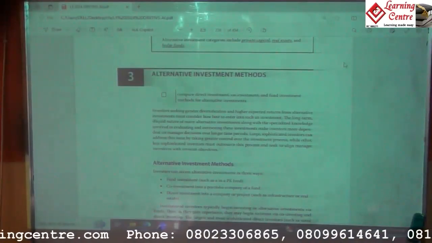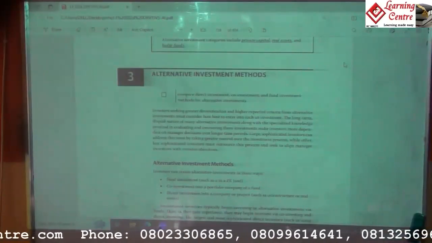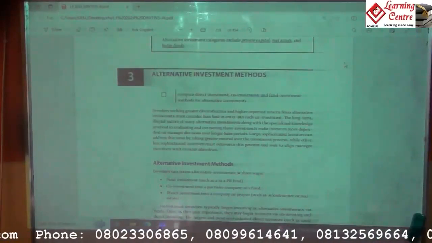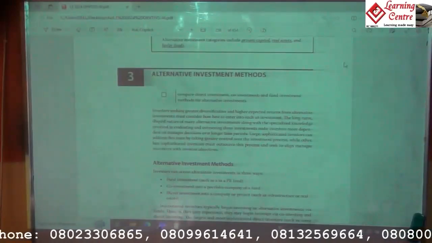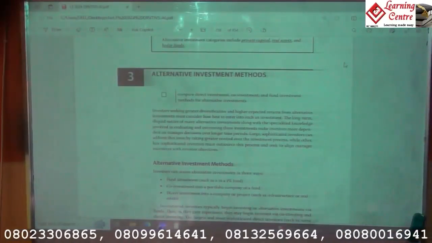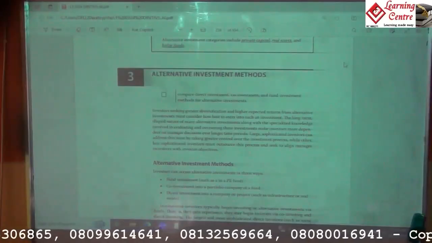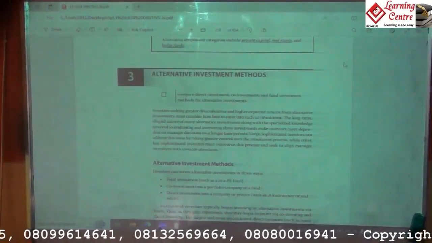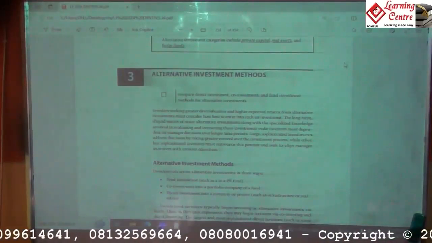The next one is low minimum capital requirement. Since you are investing with other people together, it's like a pool of funds they are using to invest. So you put in a minimum amount, unlike you going directly to the place to invest.